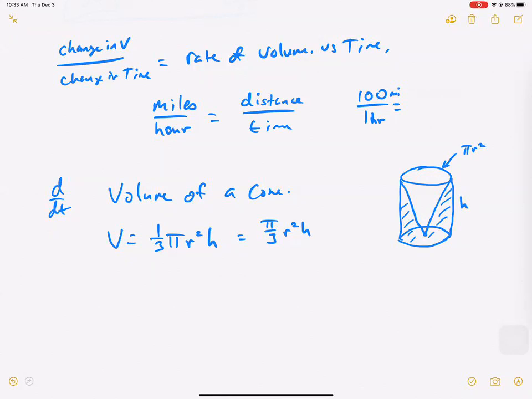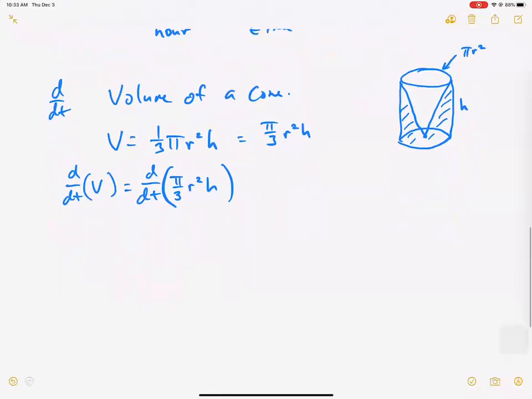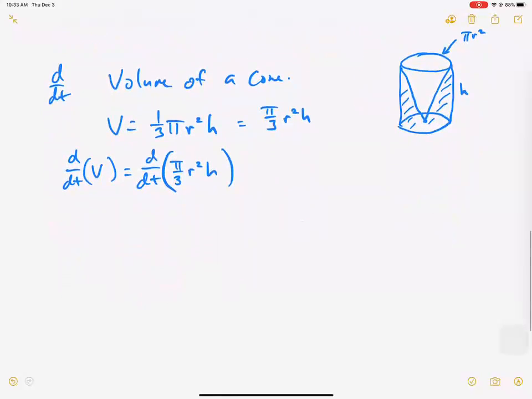So if I ask you to take the derivative of this guy, now here is a problem with this guy. If you take a look here, what special rules will I need to take the derivative of this problem? Let's write pi over 3 r squared h. First, on the left side, is it hard for me to take the derivative of V? No, right? It's just dV/dt. Is it hard for me to take the derivative of pi over 3? Nope, that's just a constant. So I'm going to write pi over 3 on the outside.